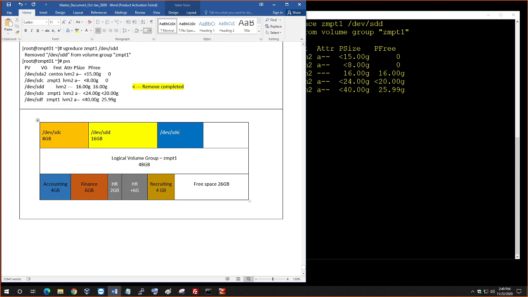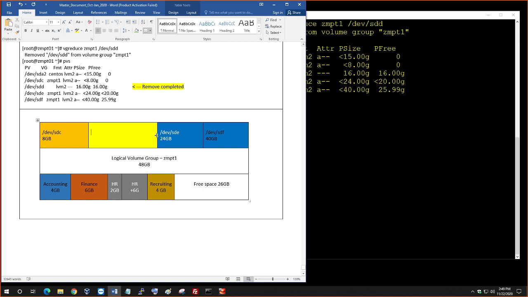Okay, SDD, how much was SDD? 24 GB, right? 24 GB. And I have /dev/SDF, which is 40 GB. Okay, and then SDD is gone. So I'm going to get rid of SDD. SDD is not there anymore.